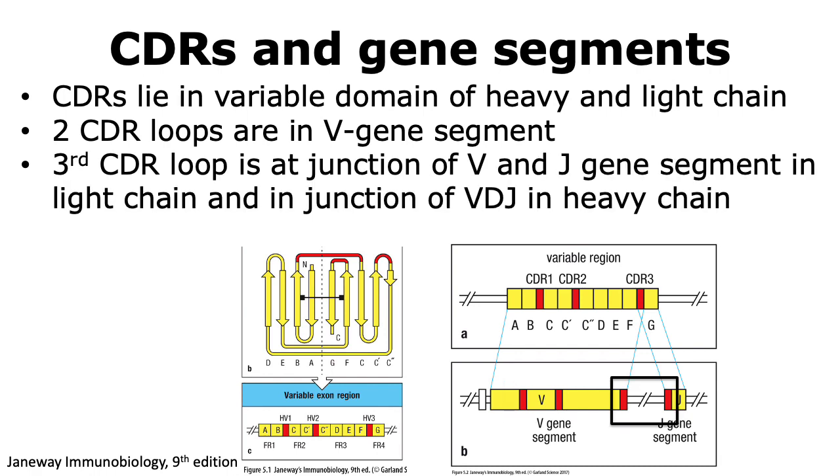The third CDR loop, on the other hand, can be found at the junction of the V and J gene segment in the light chain, and in the case of the heavy chain, it can be found in the junction of the V, D, and J gene segments when they are joined together.